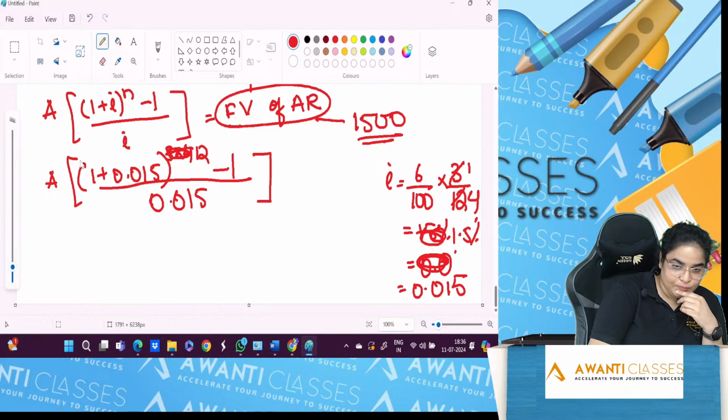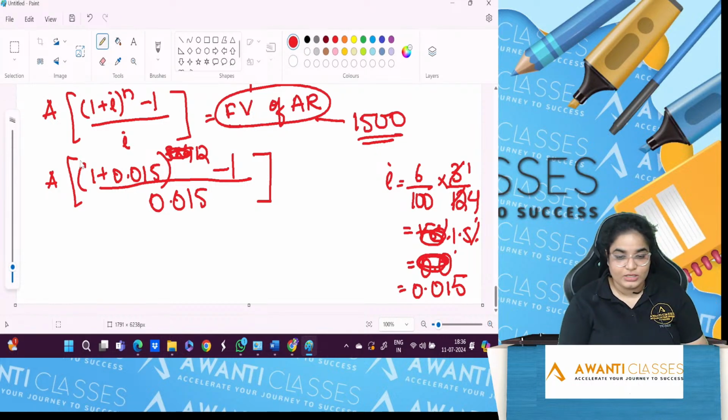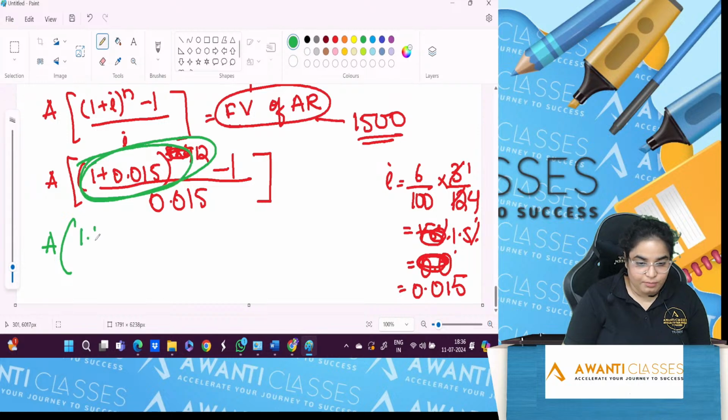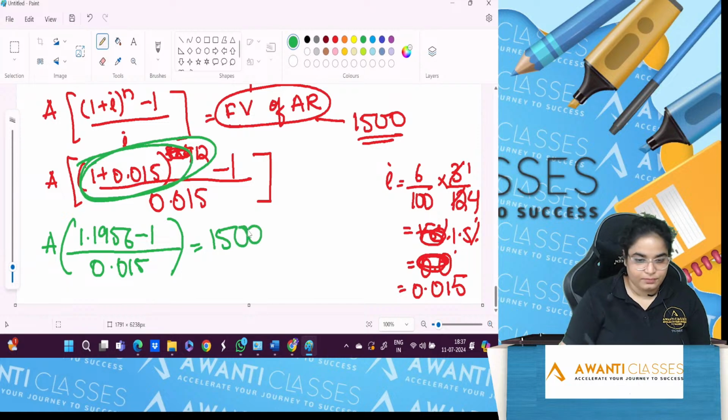1.015 into equal to 2, 3, 4, 5, 6, 7, 8, 9, 10, 11, 12. So this will be this part. This part will be how much? To the power of 12. This will be A into 1.1956 minus 1 whole divided by 0.015 is equal to 1500.